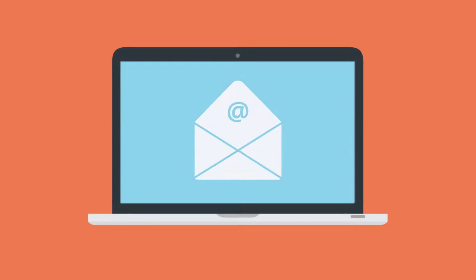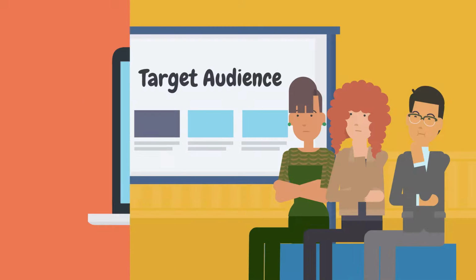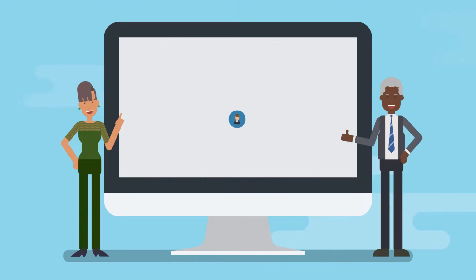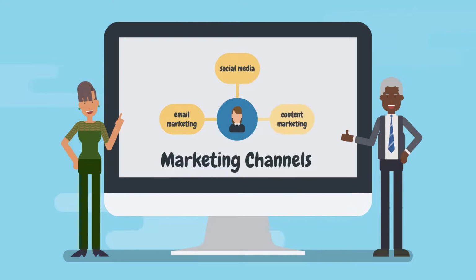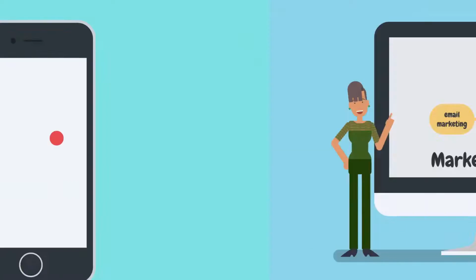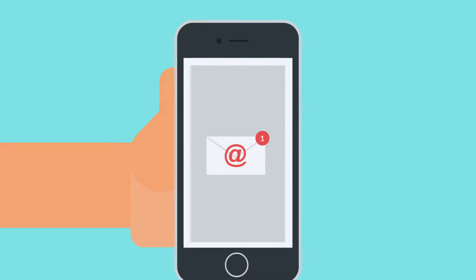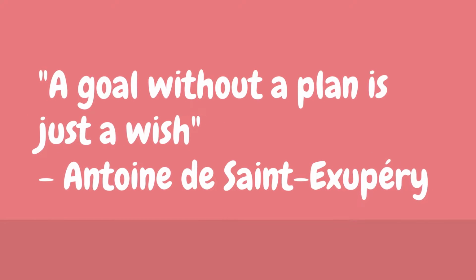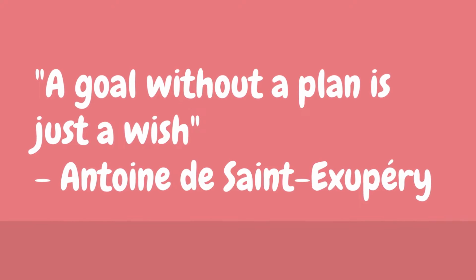One example of a successful startup with a solid marketing plan is the company MailChimp. They have a clear understanding of their target audience and have effectively used a variety of marketing channels, including email marketing, social media, and content marketing to reach and engage their audience, which has helped them become a leader in the email marketing industry. A goal without a plan is just a wish, is what Antoine de Saint-Exupéry has been quoted as saying.